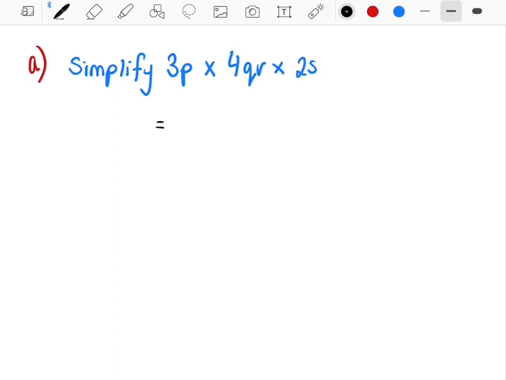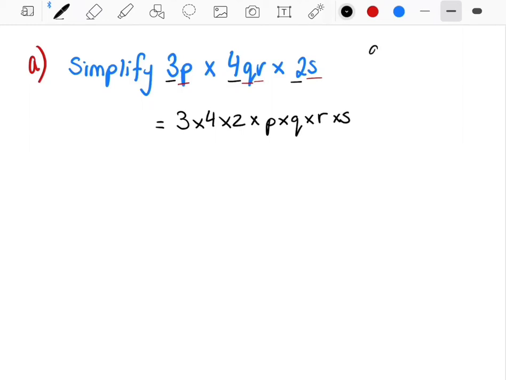First thing to do is we're going to do the numbers first. Let's multiply the numbers first. So I'm going to go 3 times 4 times 2 is going to be my first step in this. Okay, then I look at what my next thing is. I'm going to put a times sign. Then we've got P, Q, R, and S. So I'm going to write times P, times Q, times R, and times S.